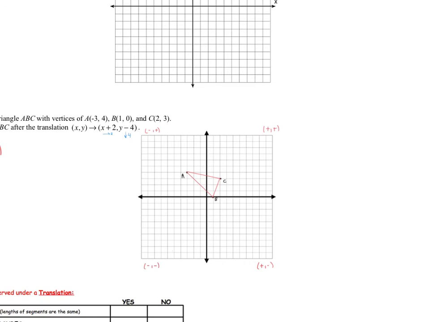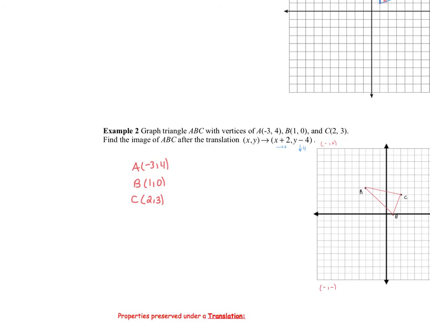Please watch. So I have triangle ABC plotted. Now what I want to do is perform my transformation. Note, I'm not saying translation because it's not always going to be a translation. In this case, yes, I will be performing a translation, but it might be a reflection, it could be a rotation, it could be a dilation, which we'll be going over shortly.